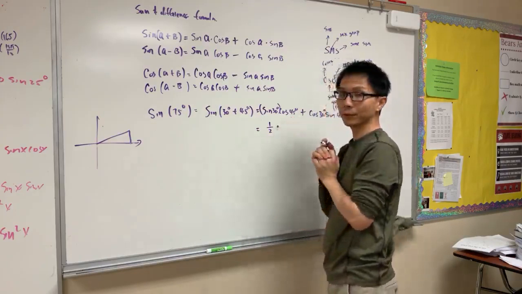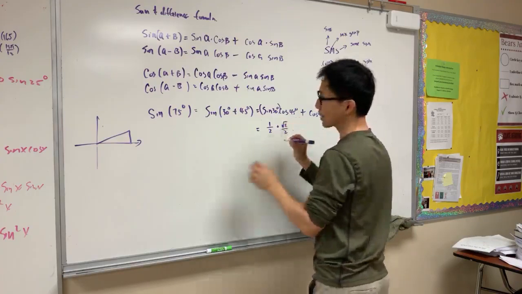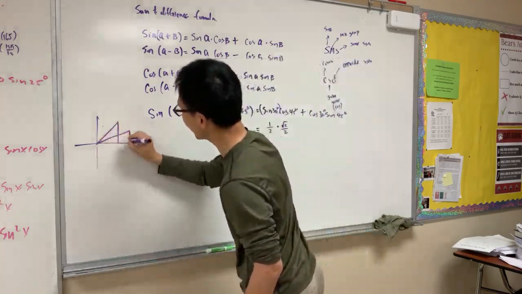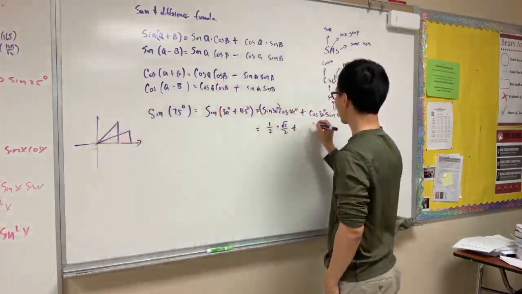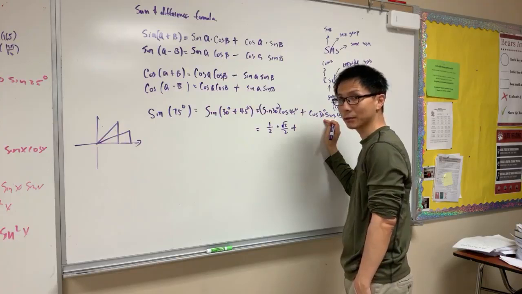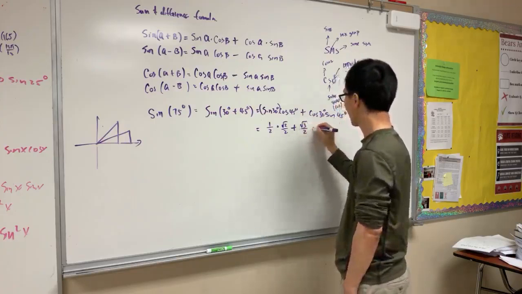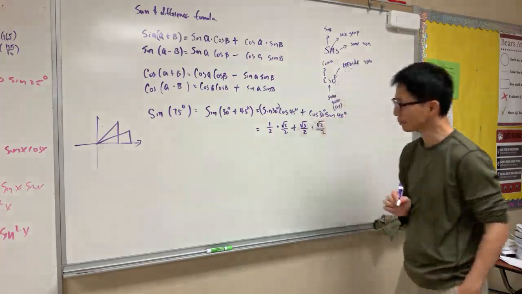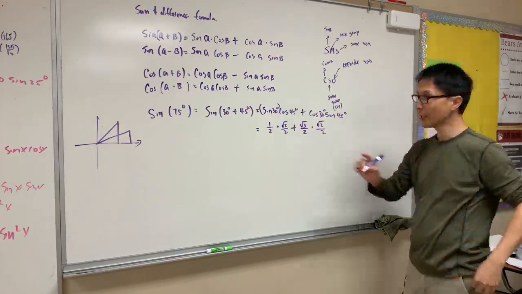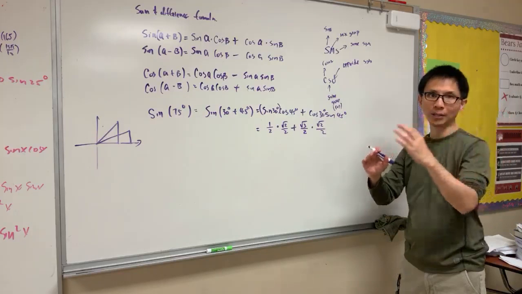What is cosine of 45? It's square root 2 over 2, because at 45 degrees they have exactly the same length. So plus cosine of 30. What's cosine of 30? Times sine of 45, square root 2 over 2. Now those two are multiplying. When you multiply fractions, you just multiply straight across.